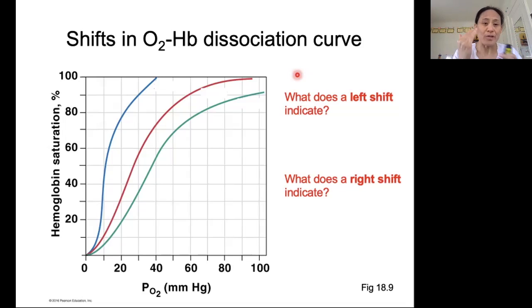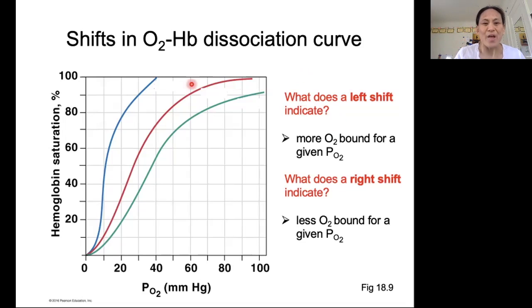Okay, so hopefully with a little bit of thinking, you've determined that a left shift indicates that for a given PO2, you're going to have more oxygen bound to hemoglobin. What that means is your hemoglobin is binding oxygen more strongly. You're going to have a stronger affinity for oxygen. That's what the left shifted curve means.